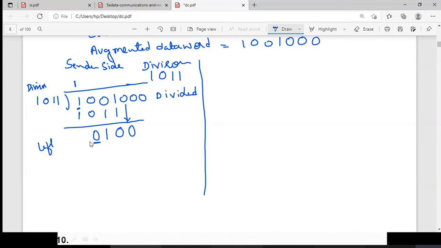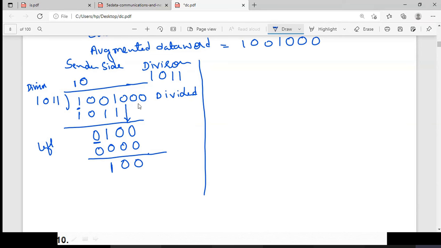So here the leftmost bit is 0. So write 0 in the quotient and write the zeros of divisor. 0 into divisor, what you will get, all bits of divisor are 0. Once again apply the XOR operation, it is 0, 0, 1.